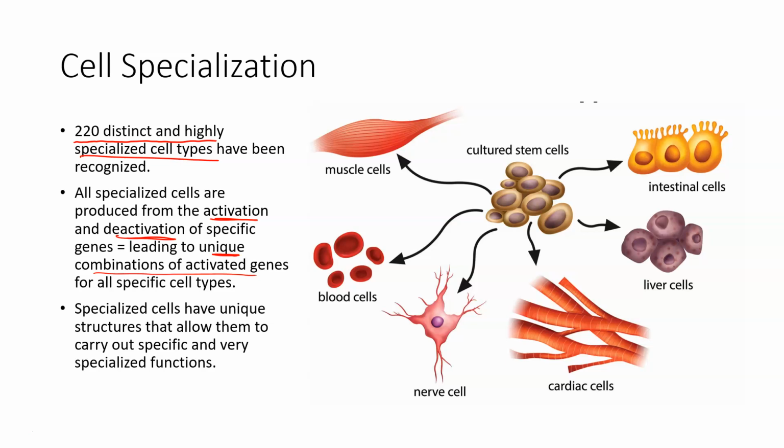220 distinct, highly specialized cells that all differentiate and specialize from a common genome by turning off specific genes and leaving certain genes active. Specialized cells have unique structures that allow them to carry out specific and very specialized functions. The more specific a cell's function, the more genes that were deactivated to make that cell more specific.